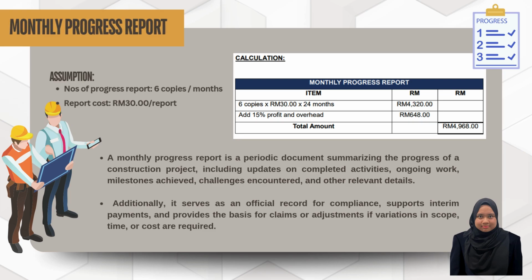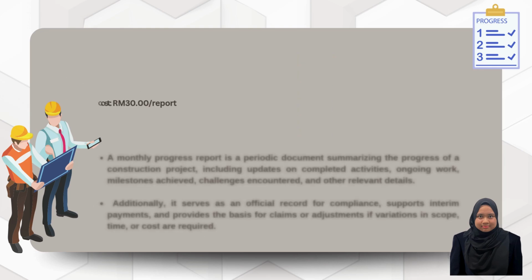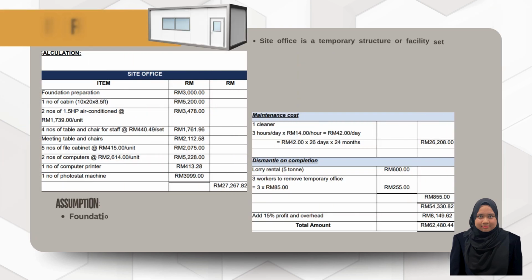For the calculation of this item, we have assumed that the report has 6 copies and each copy is 30 ringgit, and then includes 15% of profit and overhead, so our cost is 4,968 ringgit only.